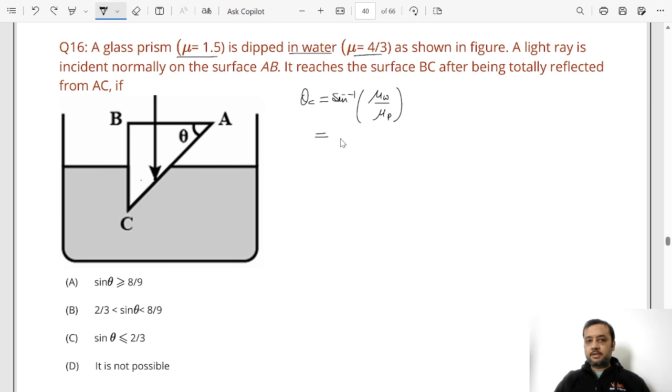Okay, so rare medium is water and denser medium is glass. So 4 by 3 into prism is how much? Prism is 3 by 2. So if you look, this becomes sin inverse of 8 by 9. So this is the critical angle.